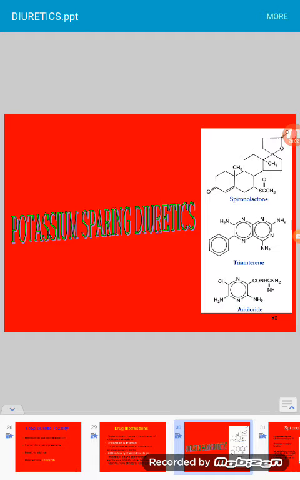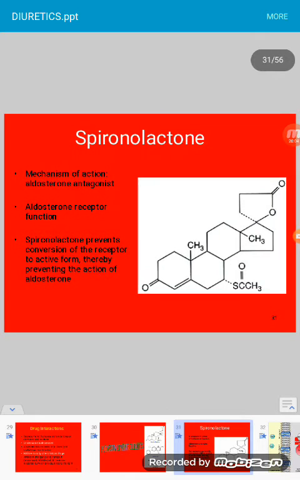Then the potassium sparing diuretics. As you know, potassium is lost in all types of diuresis, so it will lead to severe hypokalemia. Severe hypokalemia will lead to a lot of cardiac problems, sunken eyes, husky voice, cardiac ECG changes, and sometimes fibrillation and cardiac arrest. So we don't want this to occur.